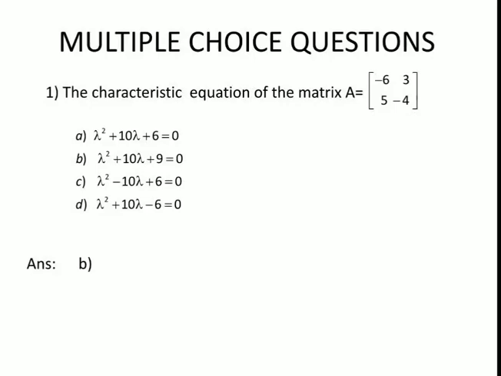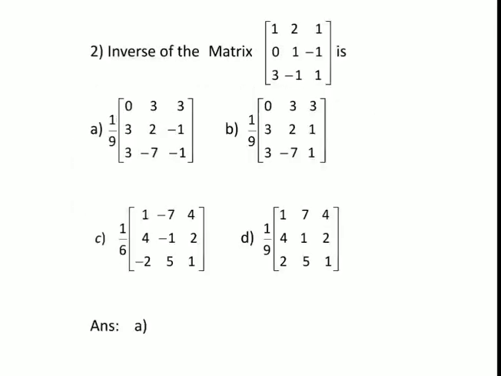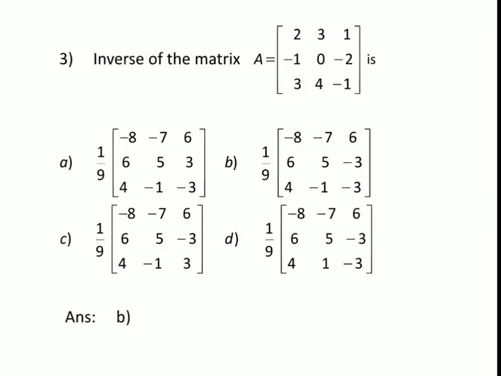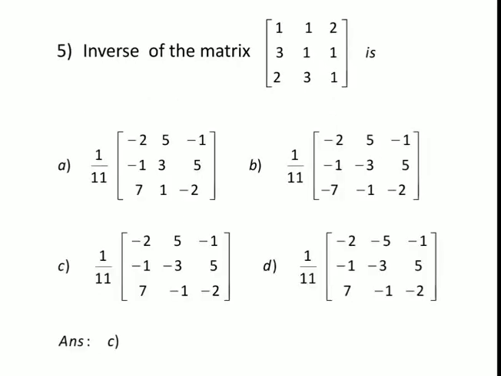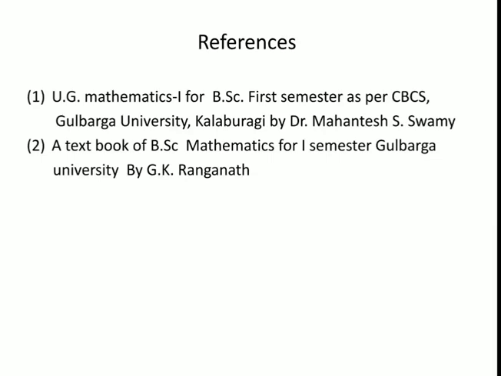Let us take some multiple choice questions. I have given some multiple choice questions on the Cayley-Hamilton theorem only, that is, finding the characteristic equation and finding the inverse. The characteristic equation of this matrix is B, this you have to verify, and the inverse of this matrix you have to find. Lastly, again it is the inverse of the matrix, because the whole topic is only the Cayley-Hamilton theorem and inverse of the matrix. So I have given questions on this topic only.